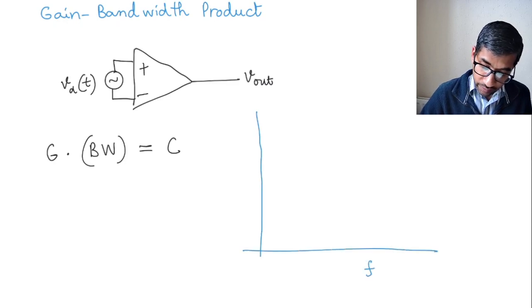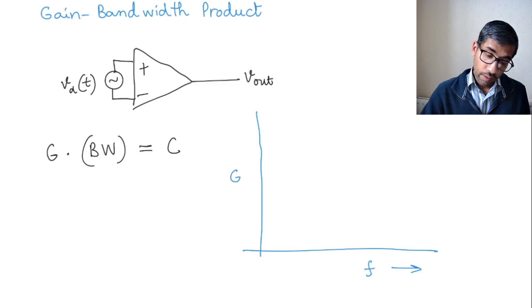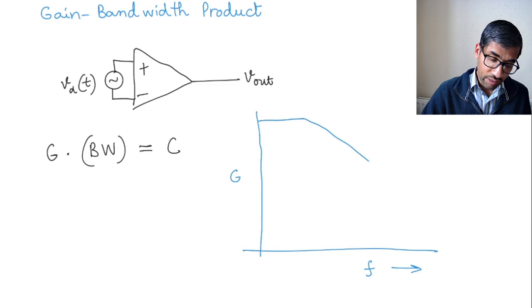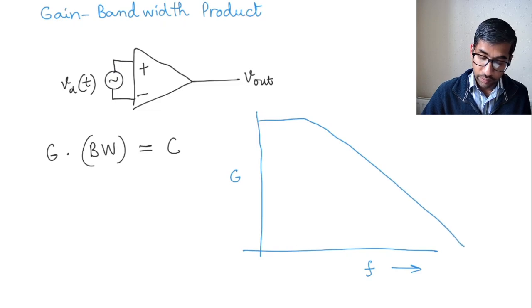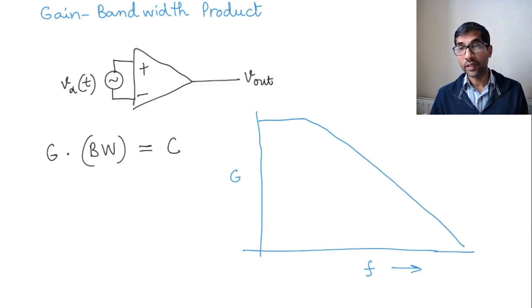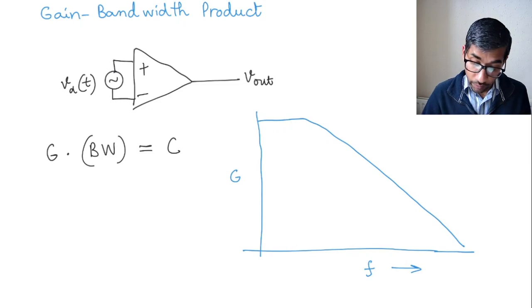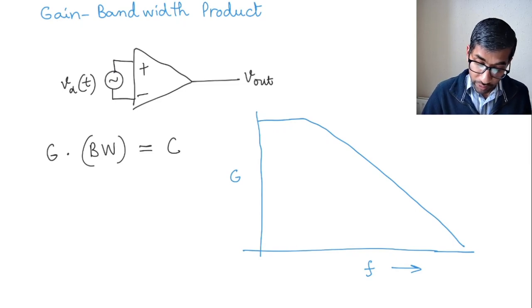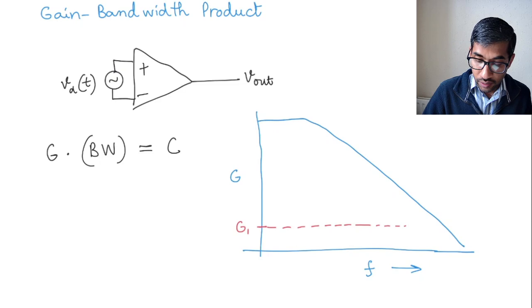Okay, so on the x-axis I draw f, and on the y-axis, let's say we have gain. Okay, and the gain bandwidth product of an op amp basically suggests that we have a relationship something like this between these two. What does that mean? Now think about this. If you use your amplifier at this gain, okay, so this is the gain that you want. So this gain can be given by the amplifier till this frequency.